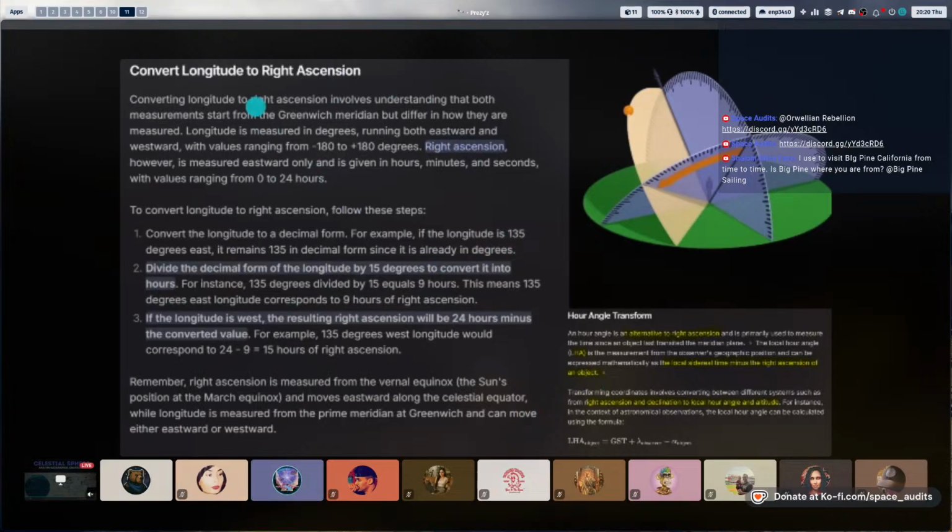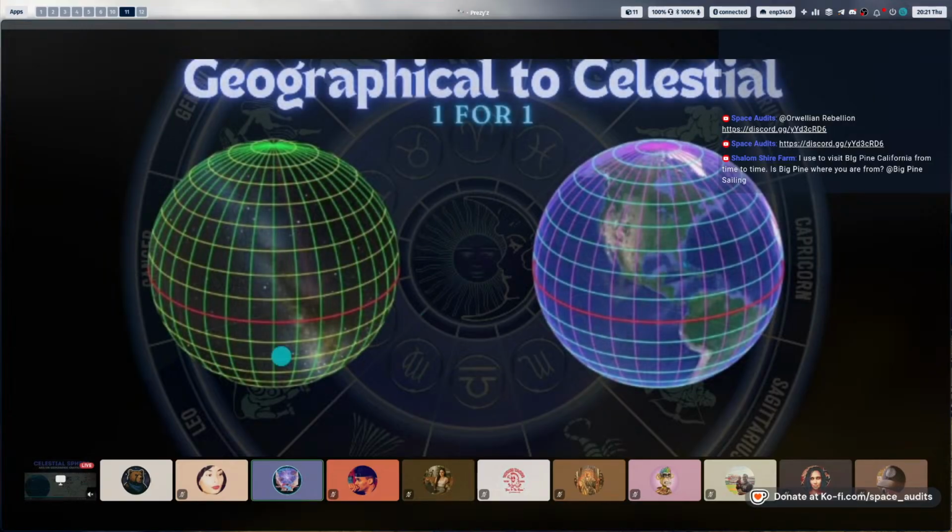So they use this to convert longitude to right ascension, and they use the hour angle transformation, as I said before. You can make your local Alt-Az observation, which could be a flat Earth observation, and convert that to right ascension and declination by using the terrestrial equator and celestial equator, so you have a common unifying point, and then you can represent them in this other coordinate system.